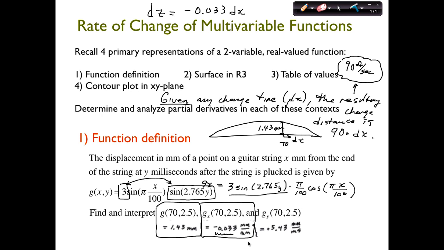At 2.5 milliseconds. It's the milliseconds. So the 70 millimeters on the string. The change in displacement. Per millisecond per specific point. So it's dz 5.4. Okay, so.